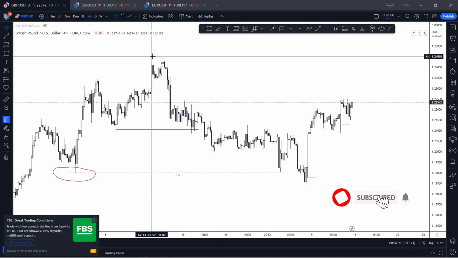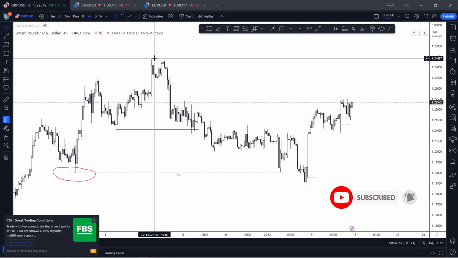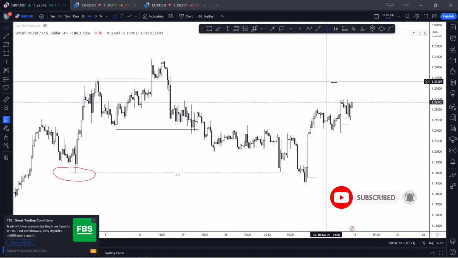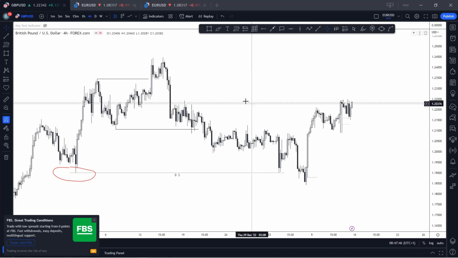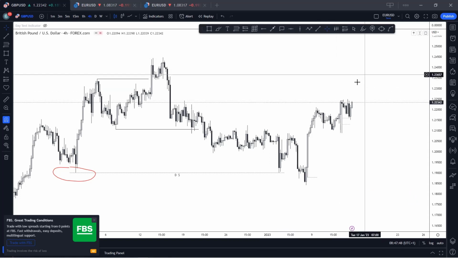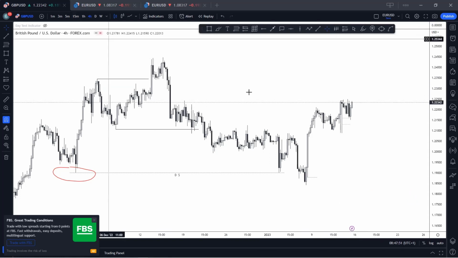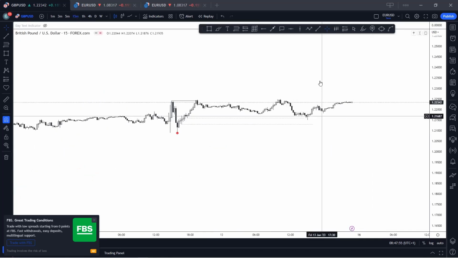So the 4 hours needs to break this high to confirm the change of character to a bullish environment. So there's really nothing much on the 4 hours. We're going to the 15 minutes.